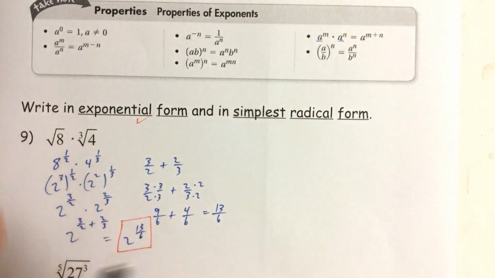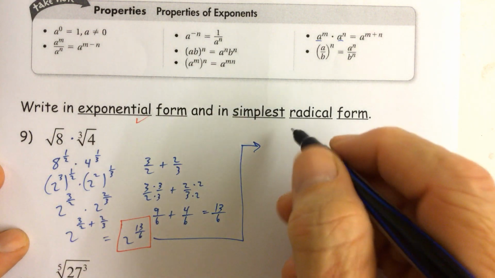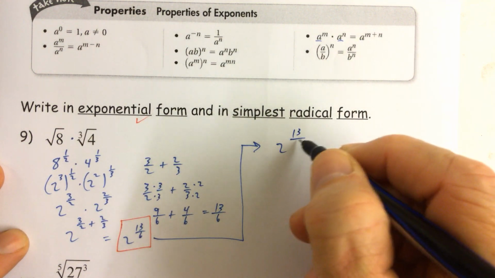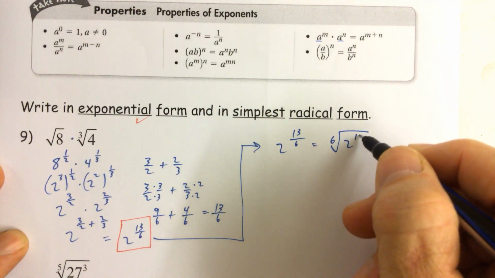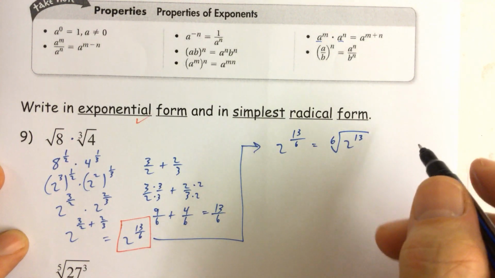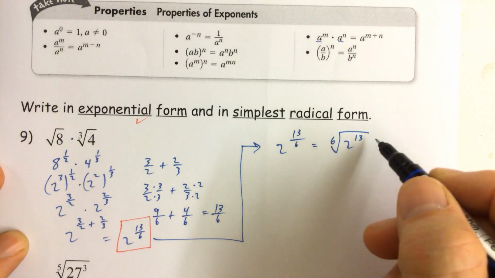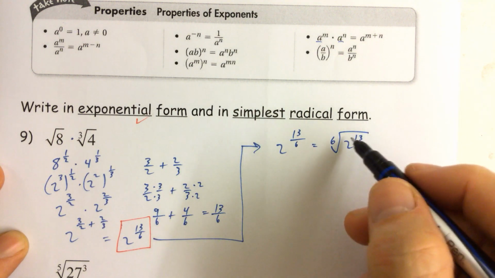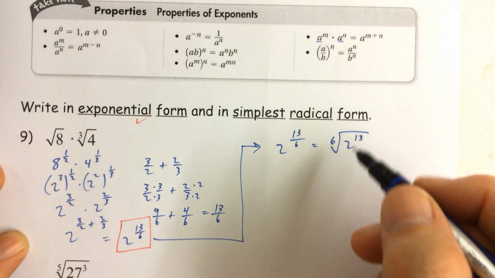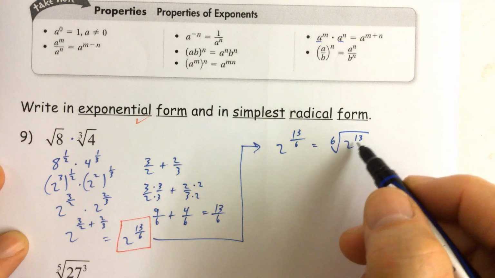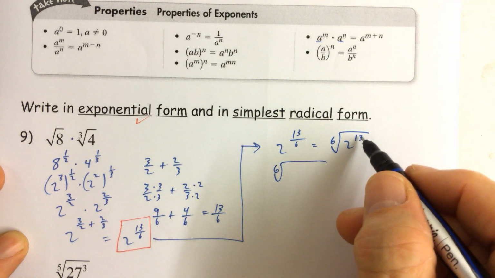And then we need simplest radical form. So let's take this and go over here. And we have 2 to the 13 over 6. That's the same as the 6th root of 2 to the 13th. And in the past, we had moved that power to the outside of the radical, but we don't want to do that this time. We now look back at this as like Go Fish, like the card game that we played the other day. So the 6th root of 2 to the 13th, we're looking for groups of 6 2's.